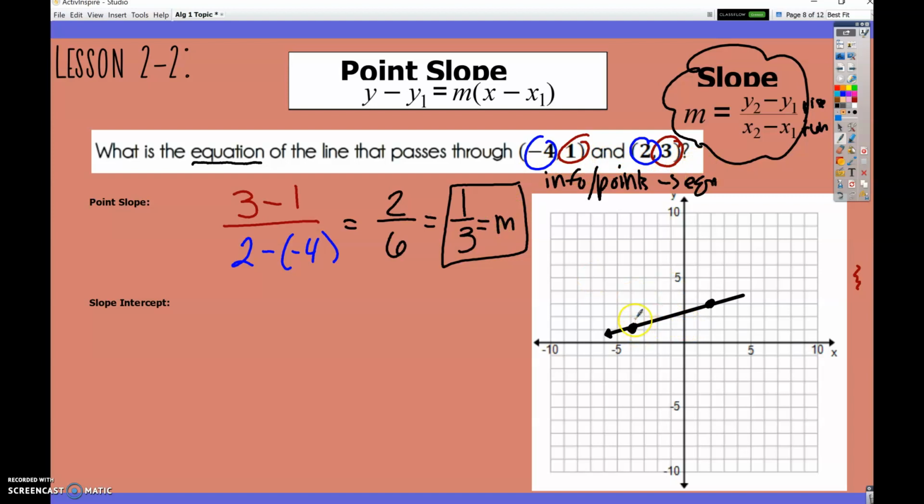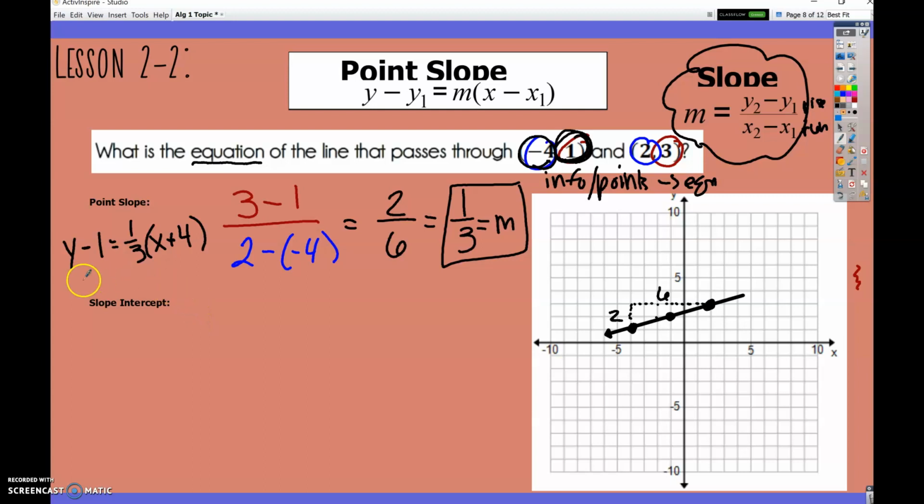Now let's check. If I went up 1, right 3, there's where my line hits. Up 1, right 3. You can note that I did have 1/3 as my slope, or you could have seen 2 over 6, up 2 over 6. That's our reduced form. For the equation then, now that I have the slope, I can use either of these points. So one point slope form could be y minus 1, because of this 1 right here in the first point, equals my slope times x plus 4. You might wonder where the plus 4 came from.